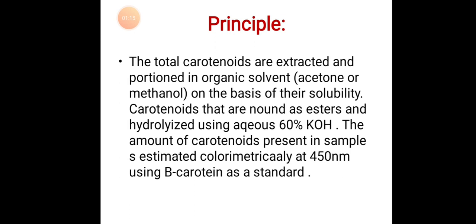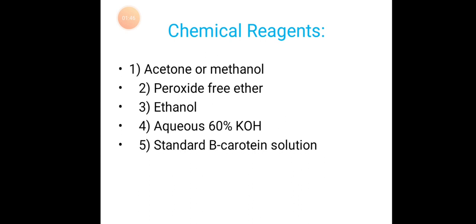Principle: the total carotenoids are extracted and partitioned in an organic solvent, acetone or methanol, on the basis of their solubility. Carotenoids that are found as esters are hydrolyzed using aqueous 60% KOH. The amount of carotenoids present in samples is estimated colorimetrically at 450 nanometers using beta carotene as a standard. Chemical reagents: acetone or methanol, peroxide free ether, ethanol, aqueous 60% KOH, standard beta carotene solution.